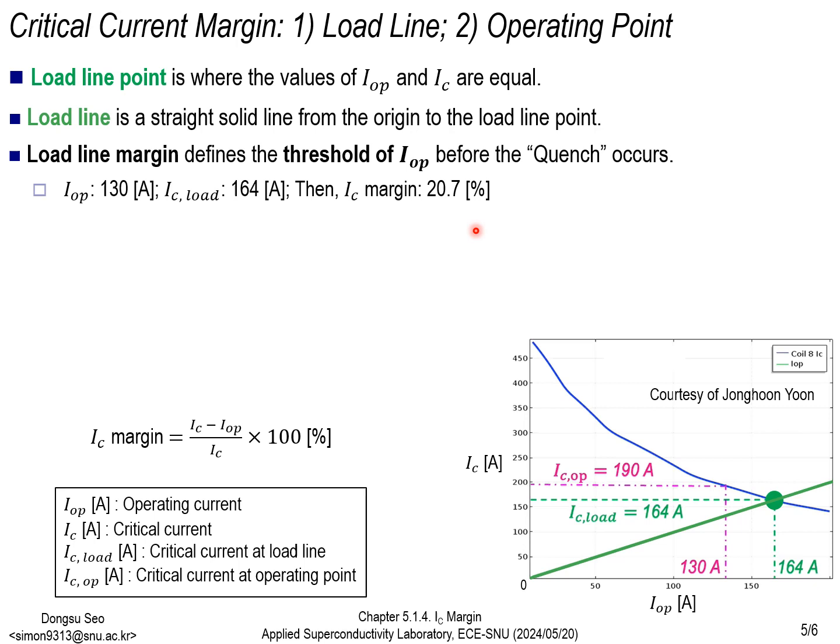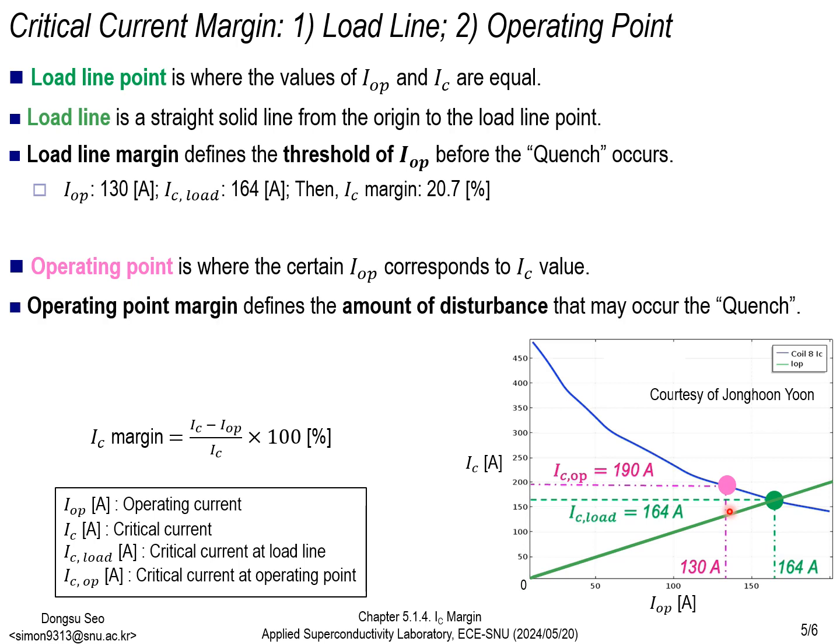Second, the operating point is where a certain operating point corresponds to the critical current. In this case, the operating current is 130 amperes, and the critical current of the operating point is 190 amperes, so the operating point is located at this pink dot point. The operating point margin defines how much disturbance a magnet needs to cause it to quench if the magnet is running at a specific operating current.